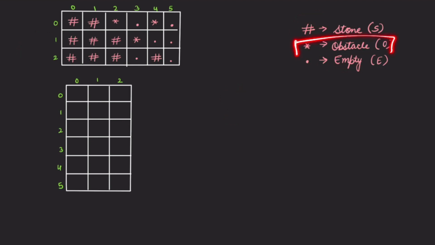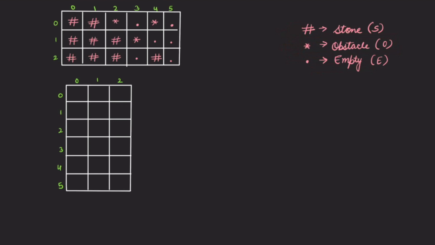Once you do that, all the obstacles will remain at their original positions, but the stones will fall due to gravity. These stones will only fall into empty cells, and if there is any obstacle in between, then these stones will rest on these obstacles. So let us understand in detail.